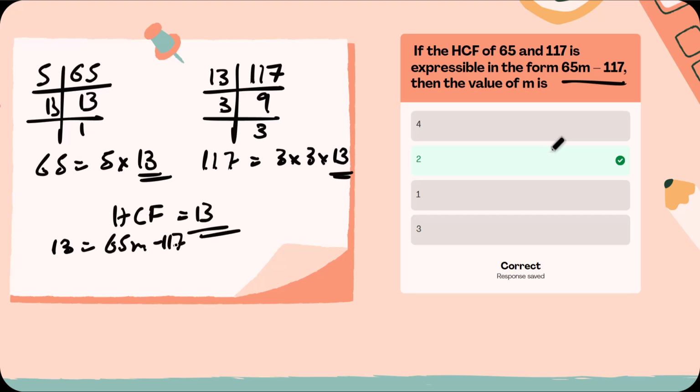So HCF is expressible in this form. So HCF is equal to this. So 65m is equal to what? It is equal to minus 117 goes to the other side, it will become plus. So it will become 100 plus 7 plus 3 is 10 plus 1, 130 will be the answer, right? So m is equal to 130 by 65. What is your answer? It will become 2. So your answer is 2.